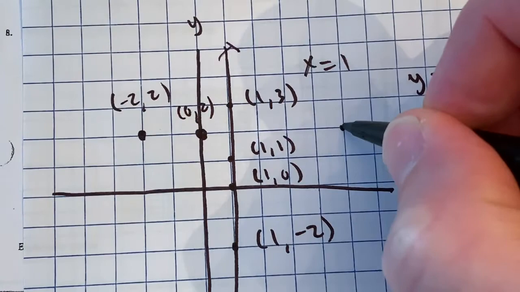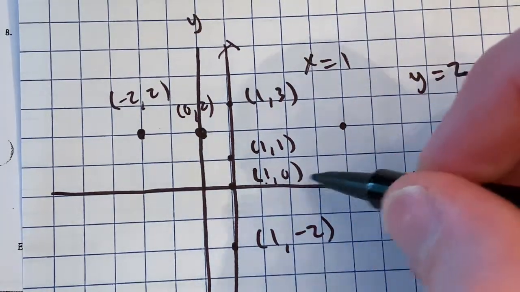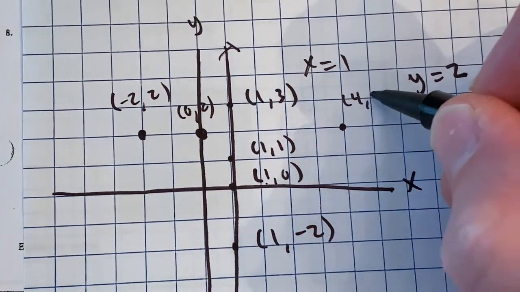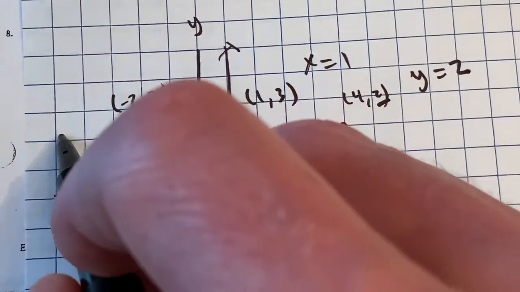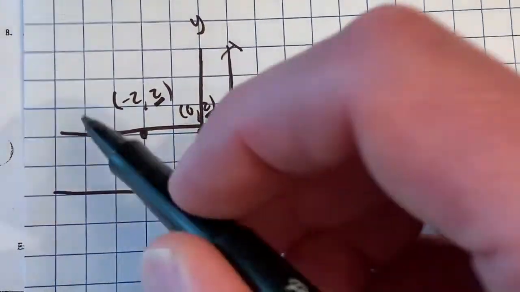How about if I go over here? Well, this is 1, 2, 3, 4. So this is the point (4, 2). So what are you noticing? 2, 2, 2. And I start to create this straight line here.